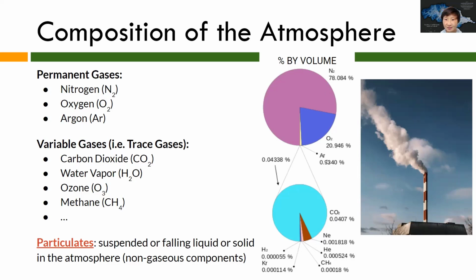If you add them up, those 3 gases take almost 99% of the volume of our entire atmosphere. They're abundant and their percentage doesn't change that much, so we call them permanent gas. The other type of gas we call variable gas or trace gas, because the amount, the percentage, is really small. So what are they?